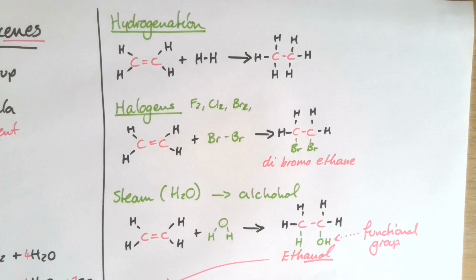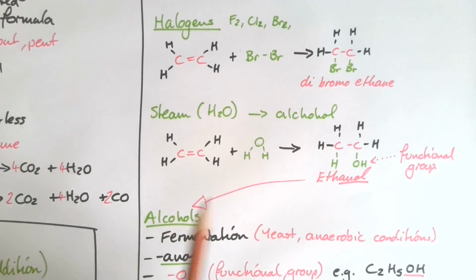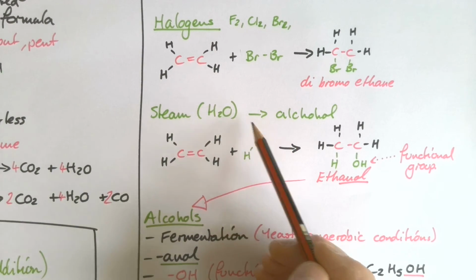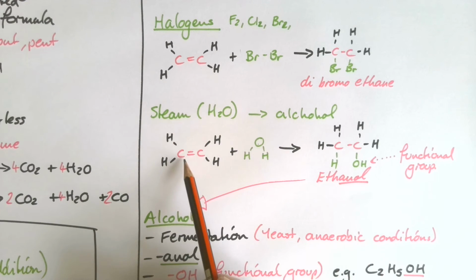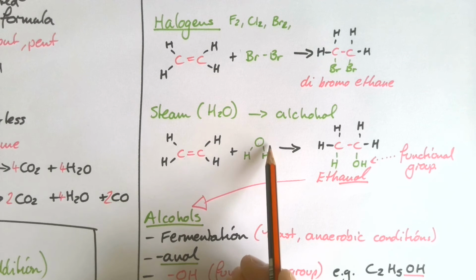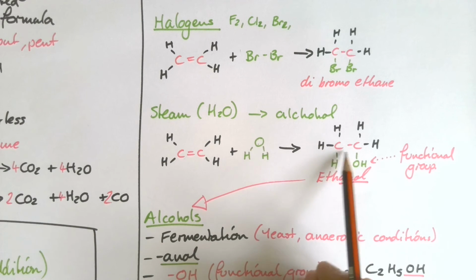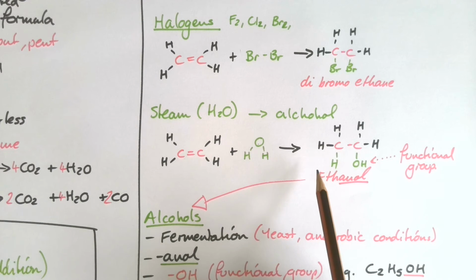We can do another reaction as well. In this case, we can use steam. So if we react our alkene with some steam, we can make an alcohol. All that happens again, we break the double bond, and our water molecule now combines to the gaps that are left over by our two carbons.